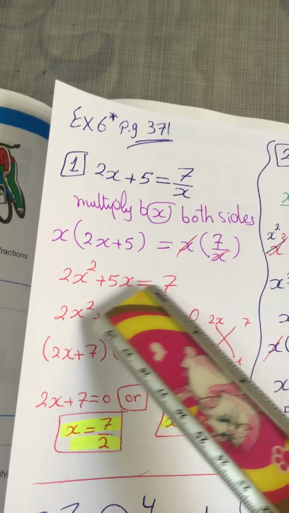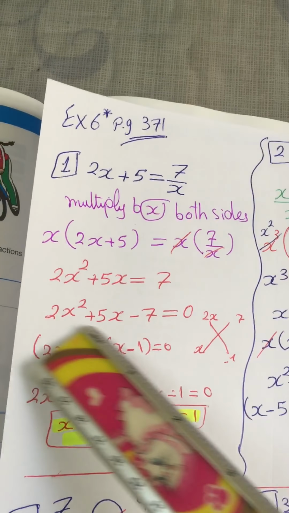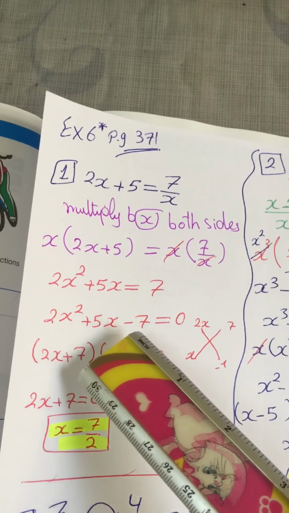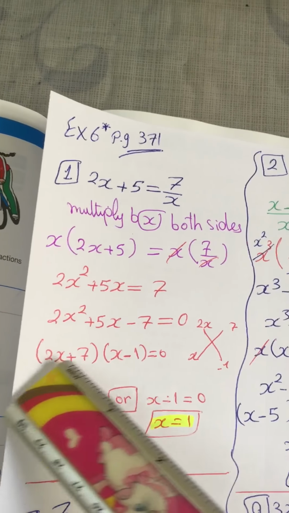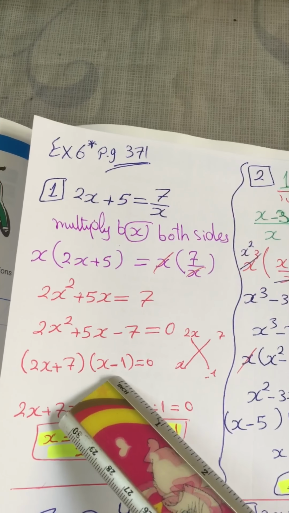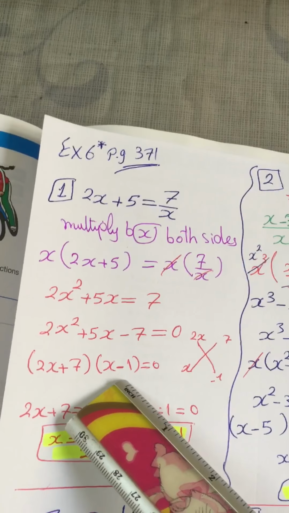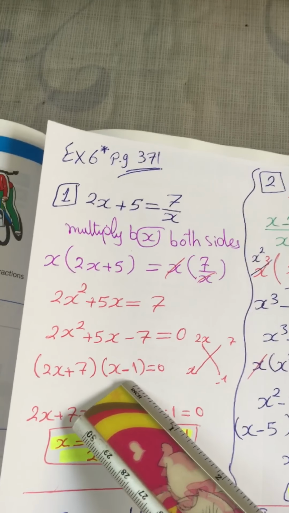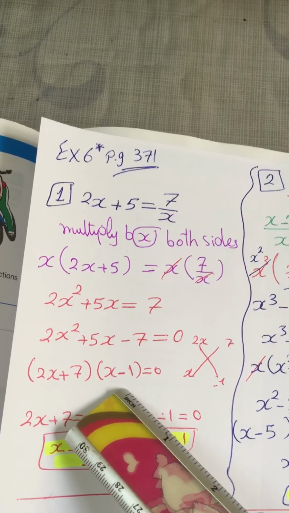Now take the 7 to the other side to make it a quadratic equation equal to 0. We have 2x squared plus 5x minus 7 equals 0. How can I factorize it into two brackets? This is what we took in grade 8. And also this year, the quadratic equation is with us forever.